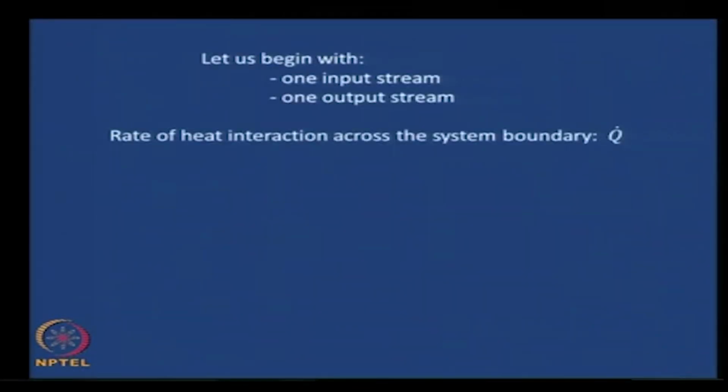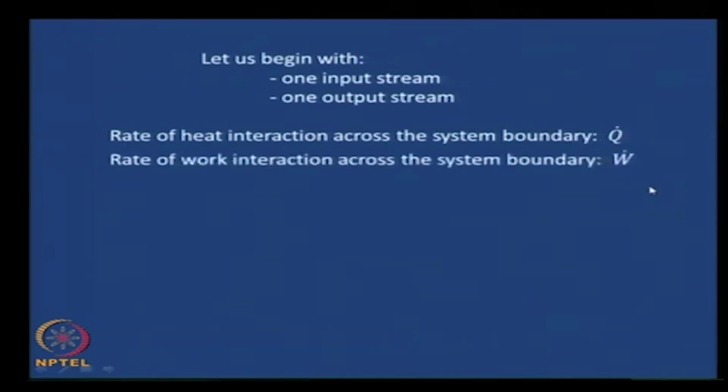Also, let us call the rate of heat interaction across the system boundary. As we have seen, this heat interaction and work interaction make sense only when they cross the system boundary. The rate of heat interaction across the system boundary, let us denote that by Q dot. The dot brings in the rate aspect, the time rate, and the rate of work interaction across the system boundary is W dot. This is our terminology.